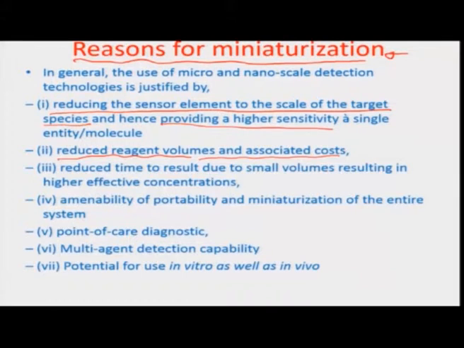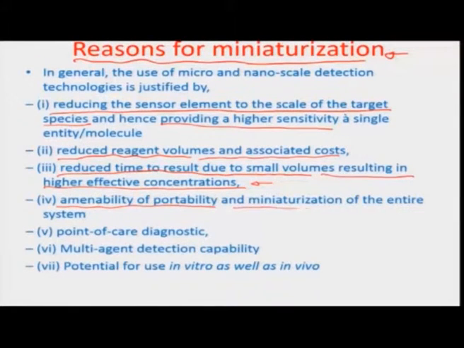There is also reduced time to result due to small volumes, because you can have effectively higher concentrations in very small volumes, small changes being sensed by a sensitive instrumentation setup, and so any small signal which is representative statistically of the sensing modality would indicate that there is analyte present or absent. So, this is a big advantage of miniaturization, that you can actually work at those scales in much reduced time.